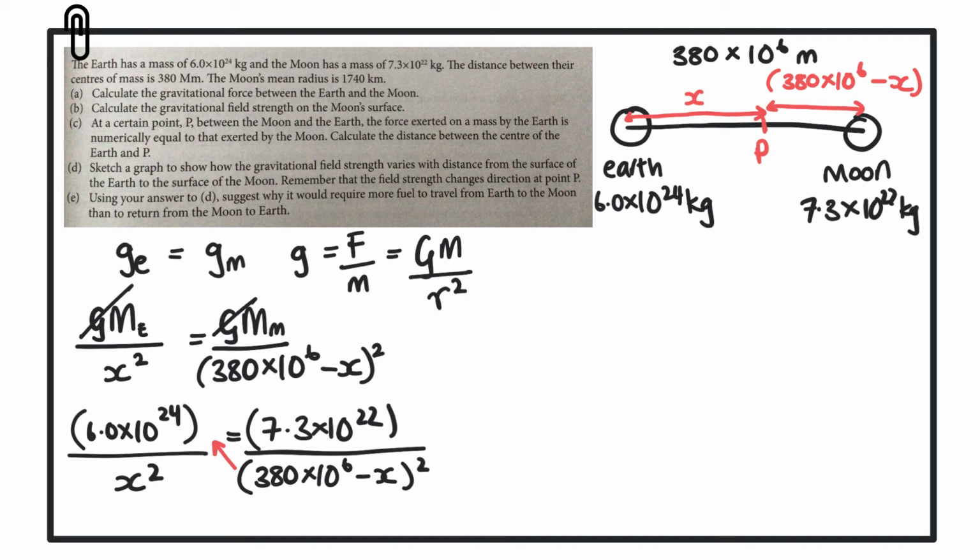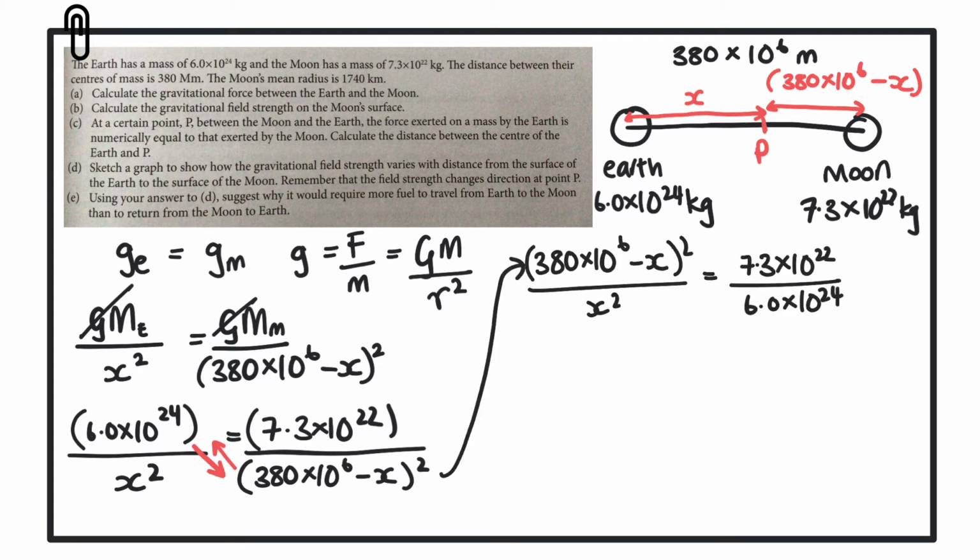And at the same time, the 6 by 10 to the 24, that's the mass of the Earth, I'm going to bring it over to the right hand side where it's going to become a divide. So essentially it's just swapping places. So remember that the aim of this is to try to get x equals. So we're going to want to get rid of the squares that we have here on the left hand side. So to do that, we're going to take the square root of both sides.